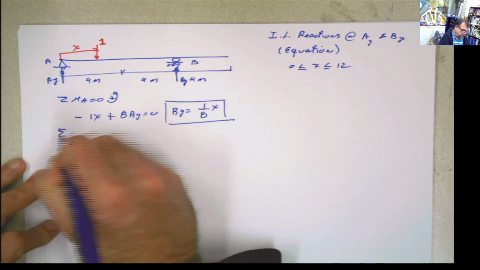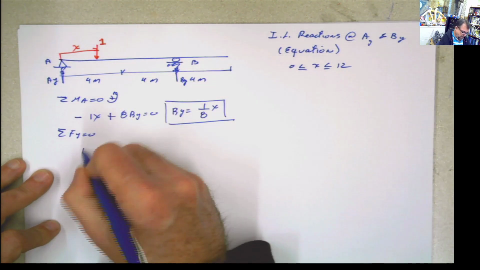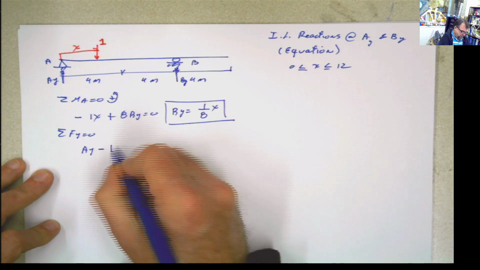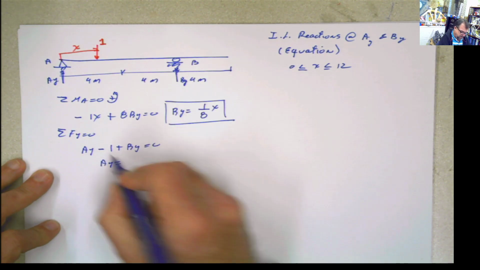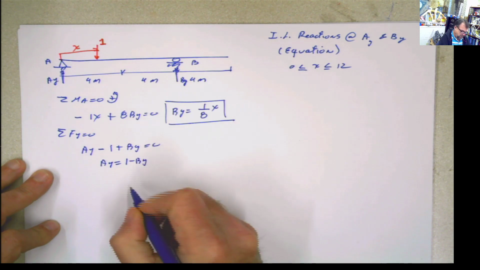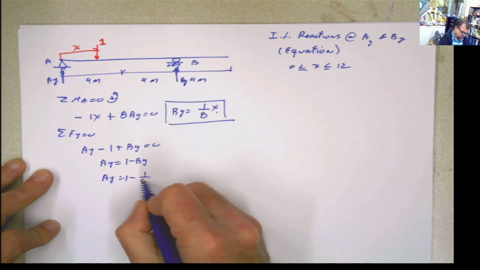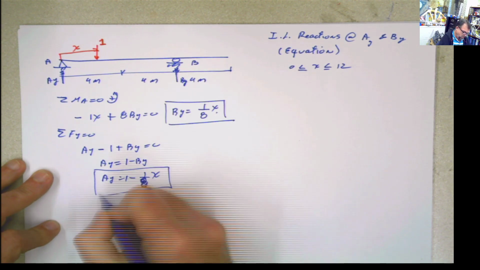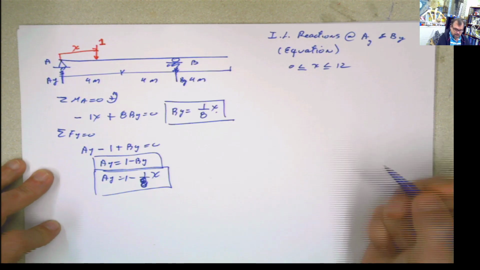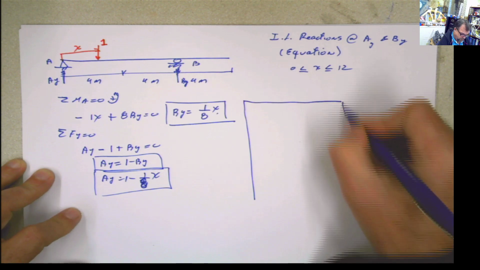Now if you do summation of forces in y equals 0, you can say that AY minus 1 plus BY equals 0, or AY is going to be every single time 1 minus BY, or you can say also that AY is going to be every single time 1 minus 1/8 of x. And that's it. After that, the only thing you have to do is build your table.